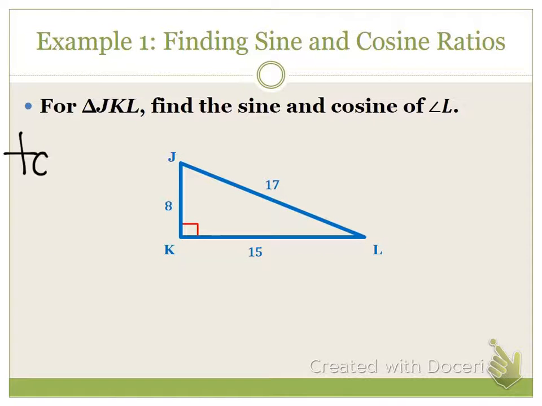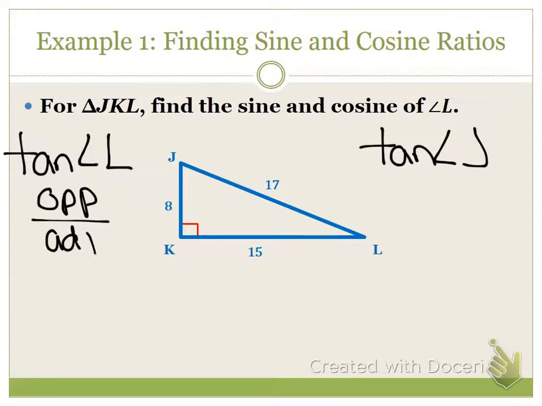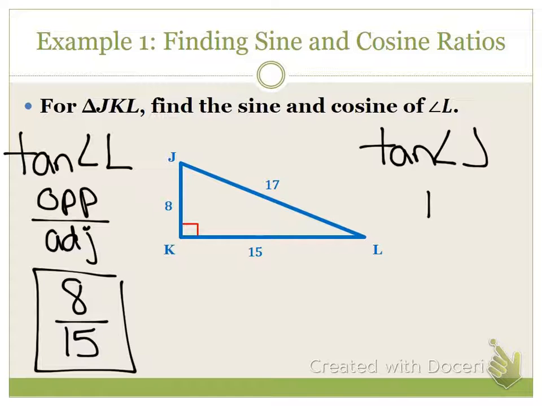I want you to find the tangent of angle L and the tangent of angle J. So now basically we're just finding all three, sine, cosine, and tangent for each acute angle. And that'll be how it's structured on your quiz also. It'll say find the sine, cosine, and tangent of the angle. Okay, so what would be tangent L? 8 over 15. Okay, opposite over adjacent, so 8 over 15. What about tangent J? 15 over 8. Okay, very good. So that's how I find the ratios using sine, cosine, and tangent.